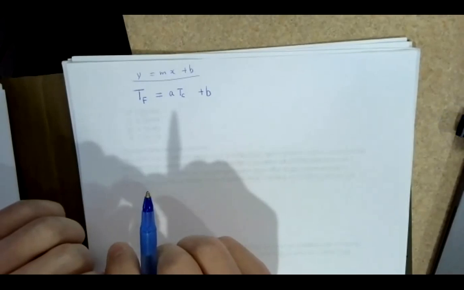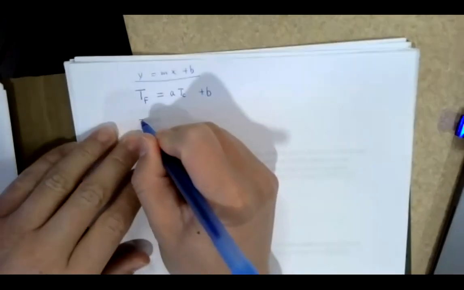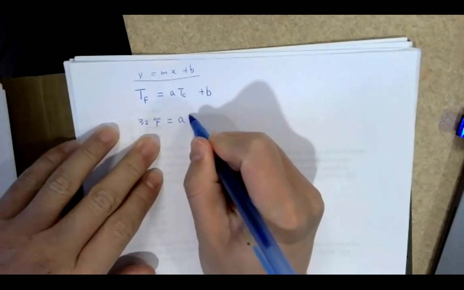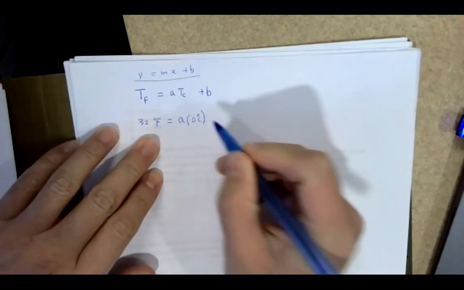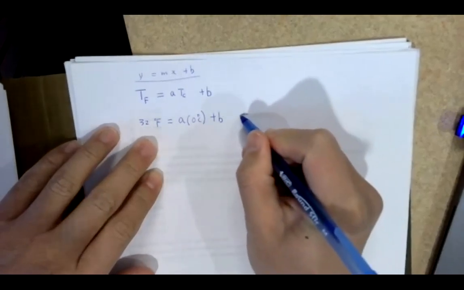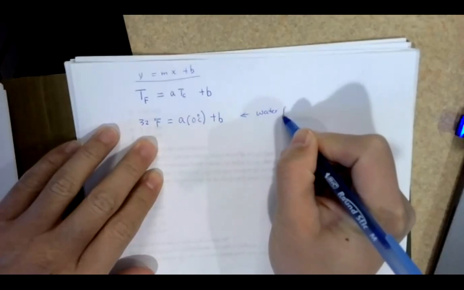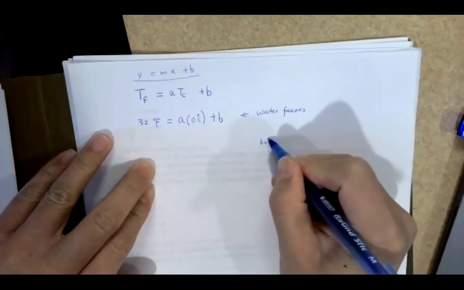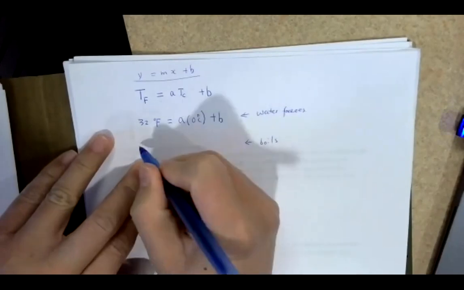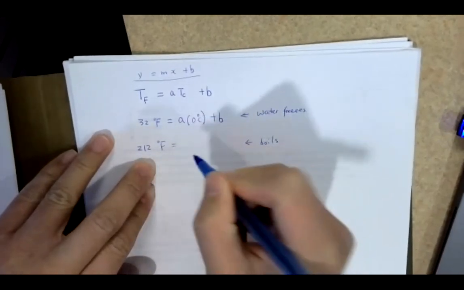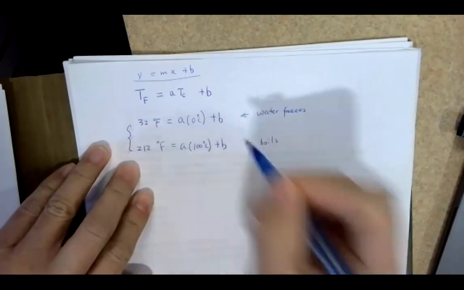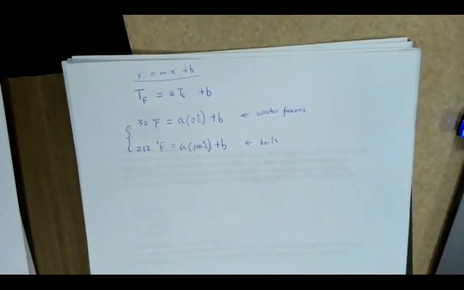And we pick two reference points. For freezing water, it happens at 32 degrees Fahrenheit, which is equal to A times 0 degrees Celsius plus B. So this is water freezing. For the boiling of water, when water boils, it boils at 212 degrees Fahrenheit, but in Celsius it's at 100 degrees, so 212 equals A times 100 plus B. So you have two references, and you can come up with two equations between the two scales. Now you can solve for the two parameters.